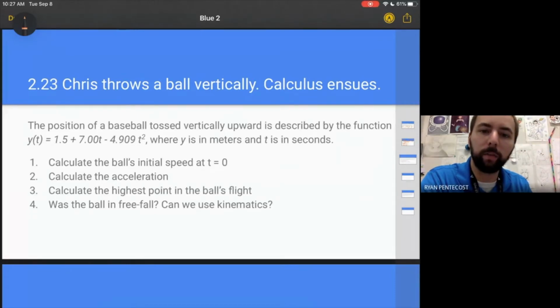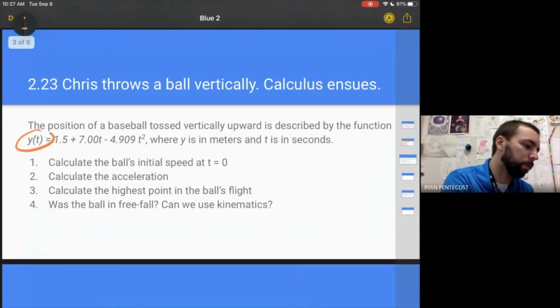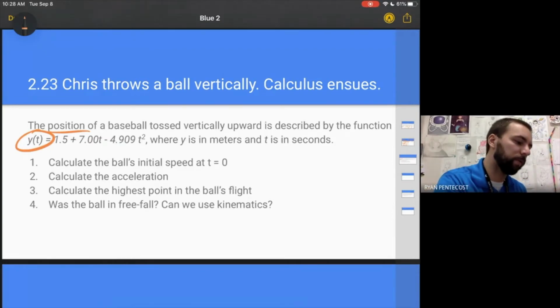First, calculate the ball's initial speed at t equals 0. So how would we find the speed if we have position here? This is the position of a ball. Well, remember we've talked about this before, where speed and velocity have this relationship: if you take the derivative of position, you can get velocity. And if you take the integral of velocity, you get position, but we haven't done that yet. So let's take the derivative of this.